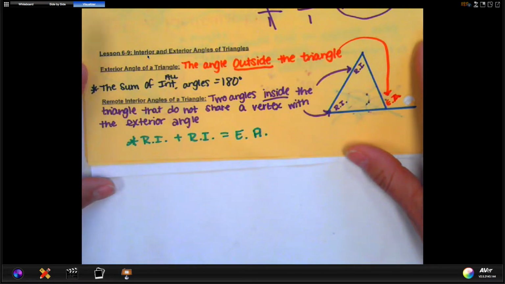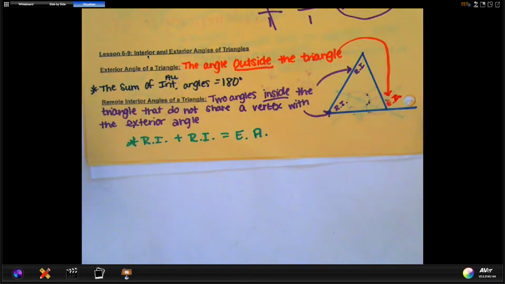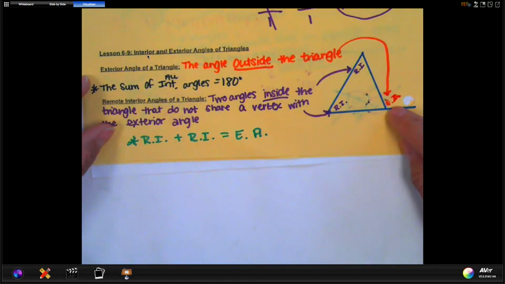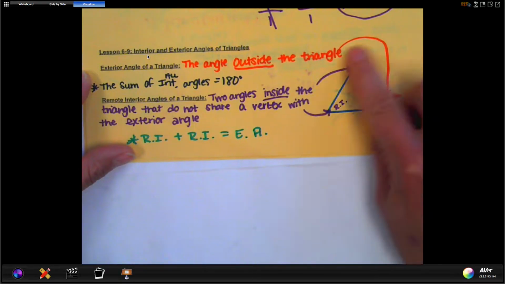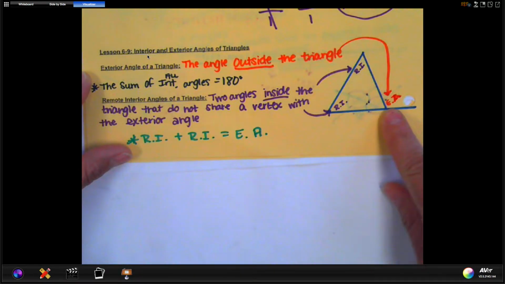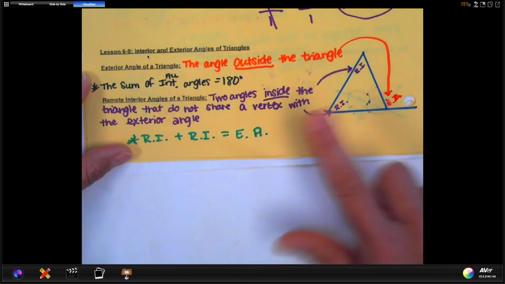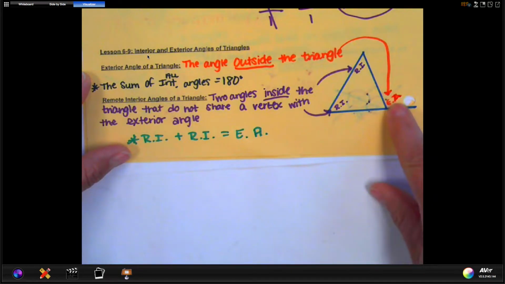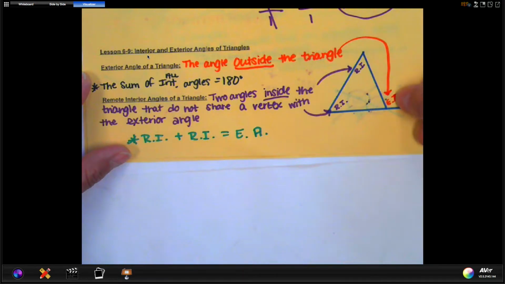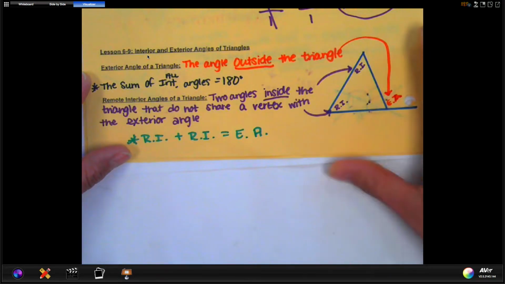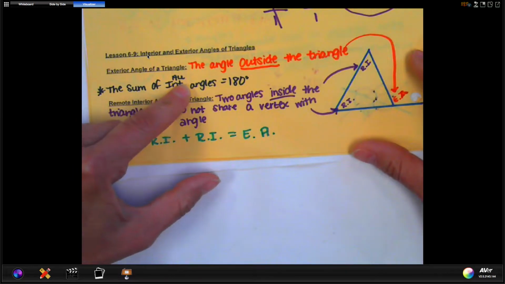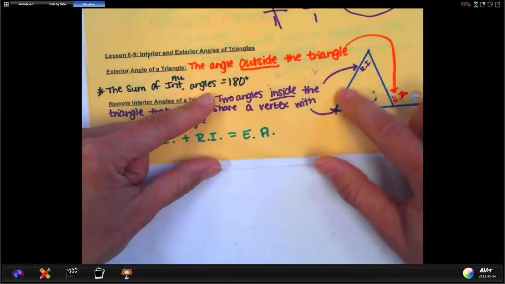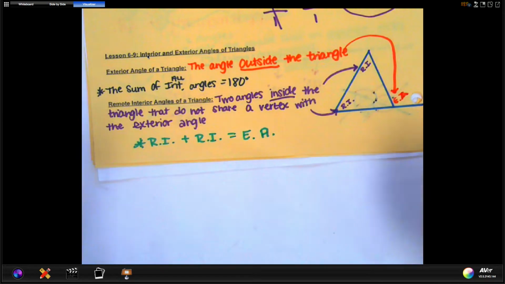So the definitions we're going to work with today are exterior angle of a triangle, which is the angle on the outside of the triangle. You'll have this image of a triangle, and you'll notice that one of the legs is going to be longer, forming another angle on the outside. That's the exterior angle. And then we are going to remember that the sum of all the interior angles on the inside of the triangle is equal to 180.